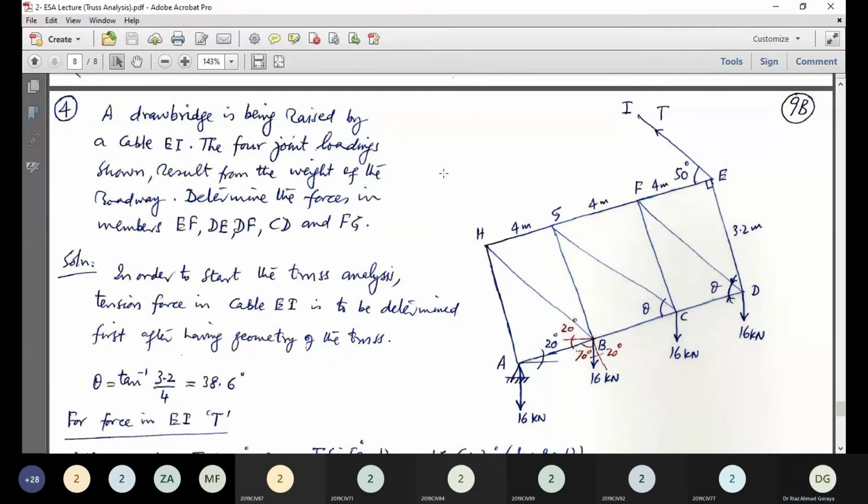Now look at this. A drawbridge is being raised by a cable EI. The four joint loadings shown result from the weight of the roadway. Determine the forces in members EF, DE, DF, CF, and FG.